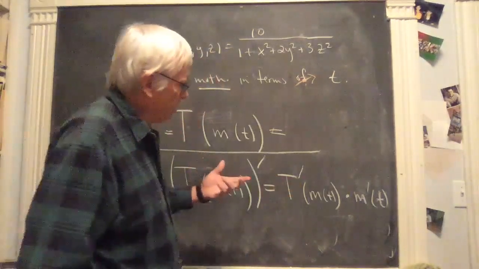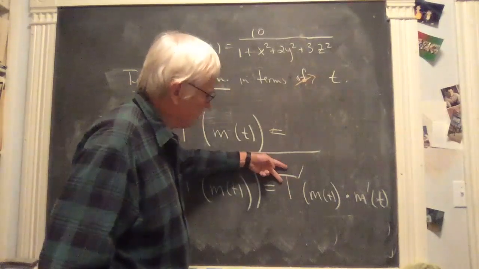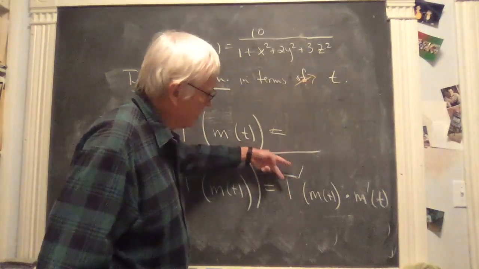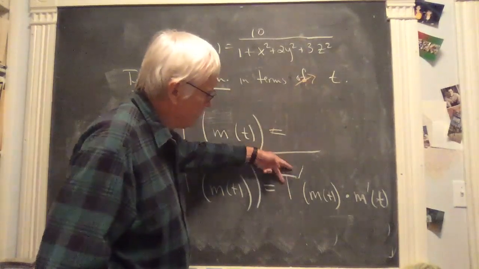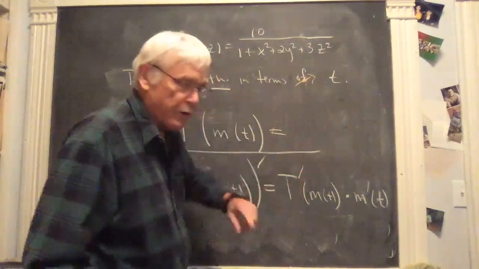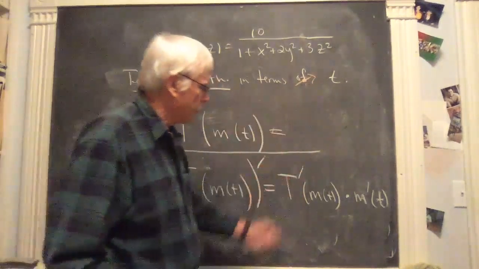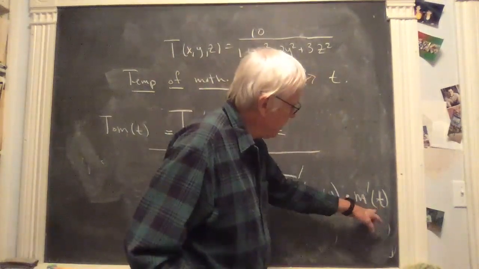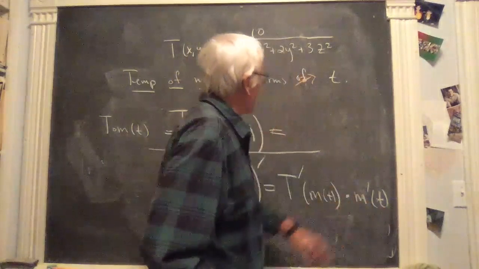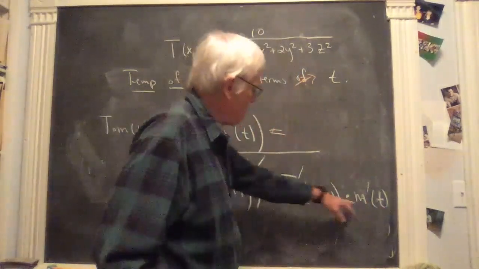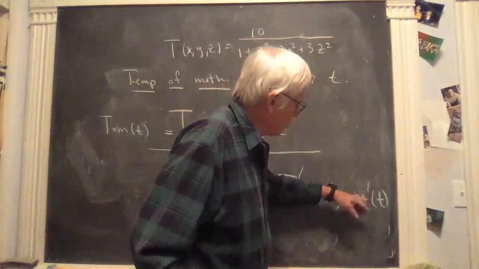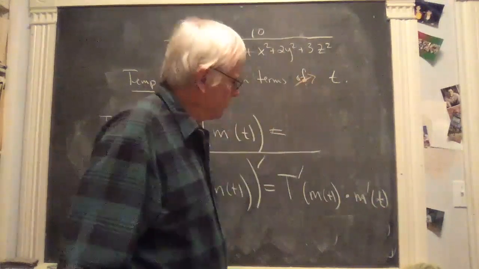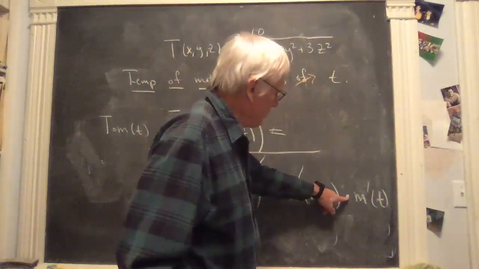has three components. It has three partial derivatives. The derivative with respect to x, the derivative with respect to y, and the derivative with respect to z. So the total derivative has three components. This is a vector. M prime of t, m is also a vector quantity. It's the moth formula. And so its derivative also is a vector. So the question is, what is this multiplication?